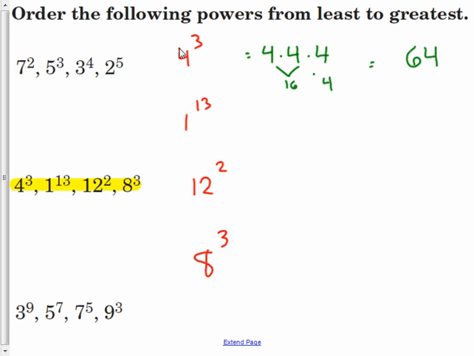Now I'll do my 1 to the power of 13. And that one's kind of nice because I believe that's 13 ones. 1, 2, 3, 4, 5, 6, 7, 8, 9, 10, 11, 12, 13. There's 13 ones. Now that looks like a lot. 1 times 1 times 1 times 1 is just going to keep giving you 1. So our answer here would just simply be 1. A lot of writing, not too bad on the math though.